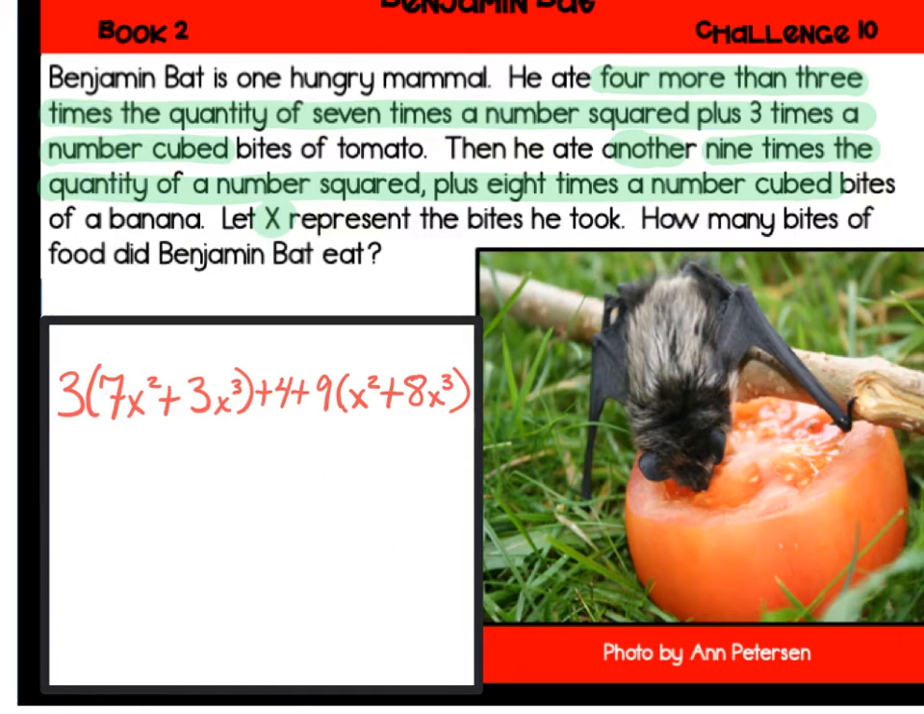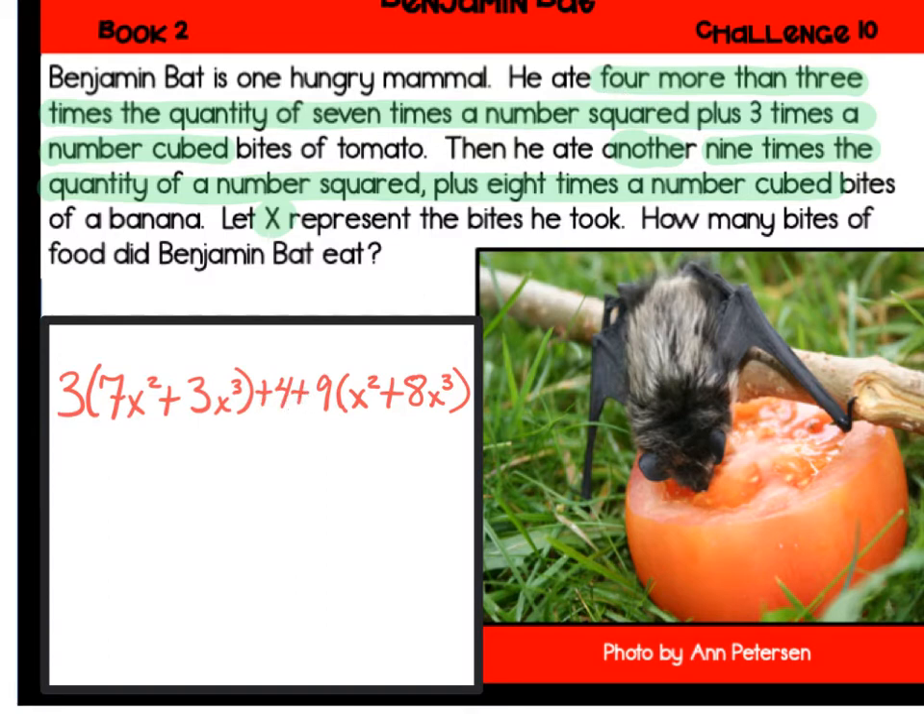We've got 3 times the quantity of, right? And here we have 3 times the quantity of, and anytime you have a number right next to parentheses, that's how you say it. And then 7 times a number squared. So here we have 7 times a number squared. Anytime you have a number right next to a variable, it means times a number, and then that's squared, right? And then plus 3 times a number cubed, and then we add that 4 more, which is the plus 4 right here, right?